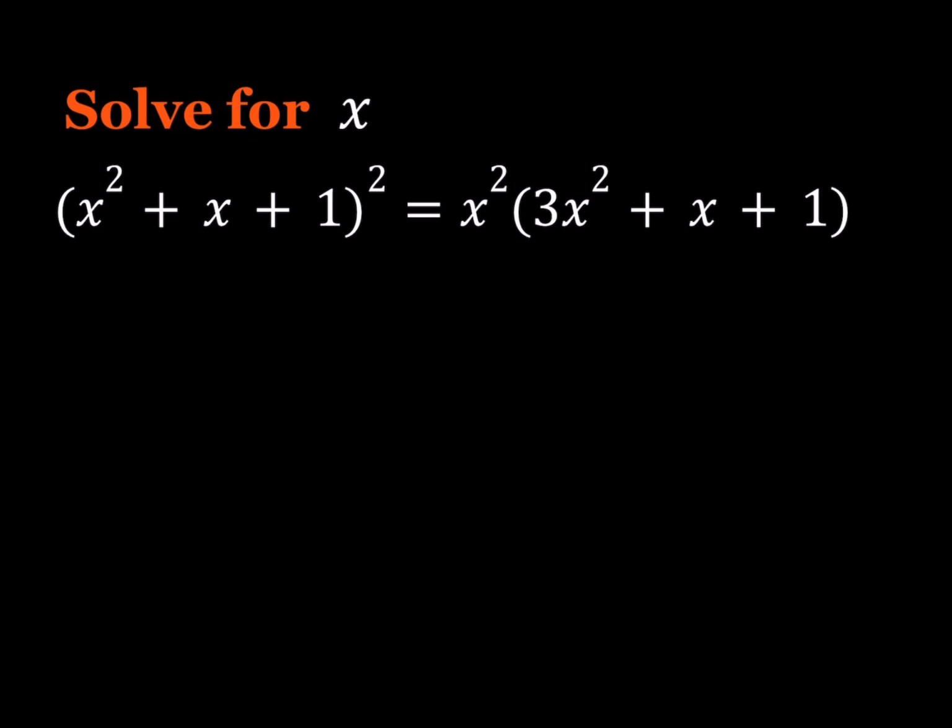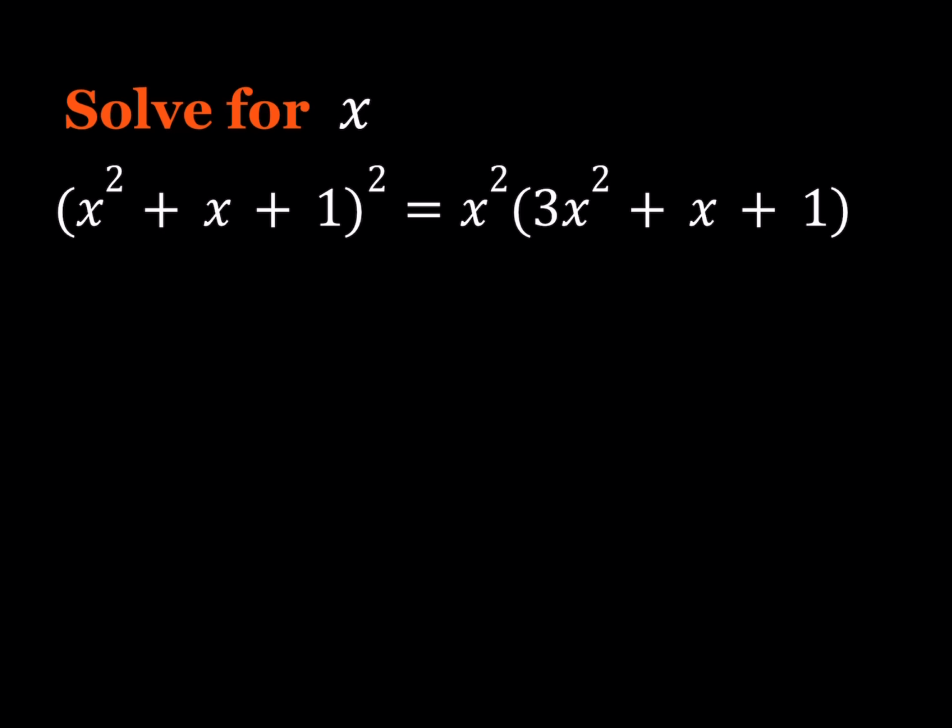We have the quantity x squared plus x plus 1 squared equals x squared times the quantity 3x squared plus x plus 1. If you expand everything, you're going to get a quartic equation from here, obviously. And that could be a little hard to solve. There are solutions for quartic equations. There's a formula, which is a little bit complicated. But we're going to be using a different approach.